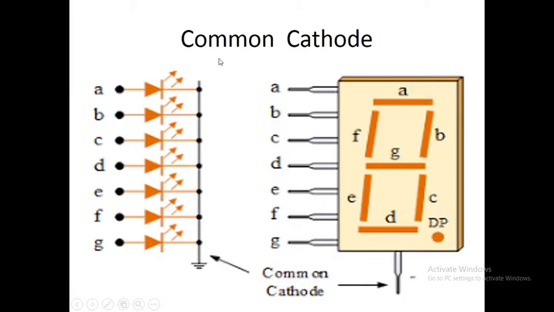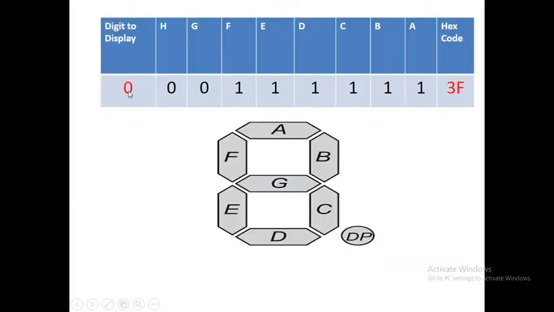Now in our practical we are using common cathode. In common cathode, when the controller sends 1, the LED turns on. Suppose you want to turn on the A LED, in that case you provide 1 here, and at that time the respective LED turns on. According to that, first calculate the lookup table. Suppose you want to display 0 on the 7 segment display, in that case all LEDs must be on except G and H, and that's why I am placing 1 on all the segments except G and H.